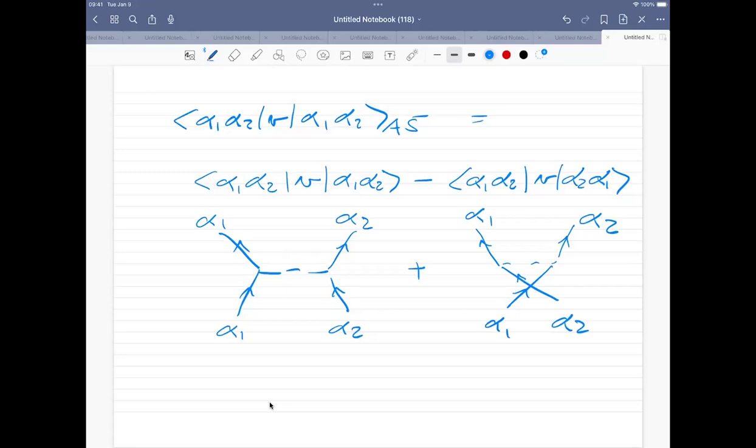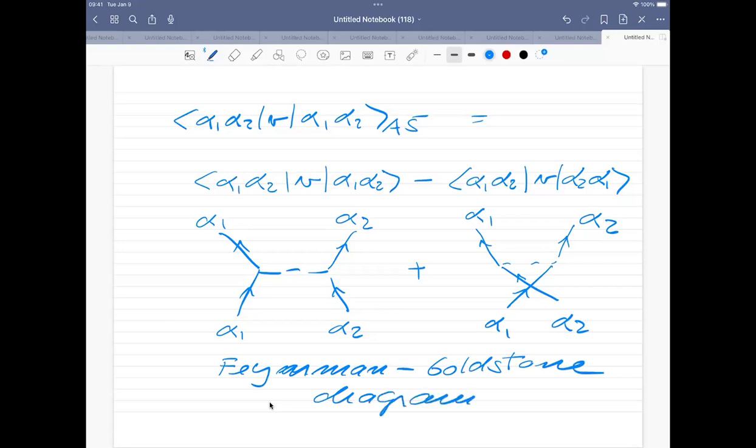Let's stop here now. So this is called a Feynman diagram; in non-relativistic quantum mechanics, this is called a Feynman-Goldstone diagram.